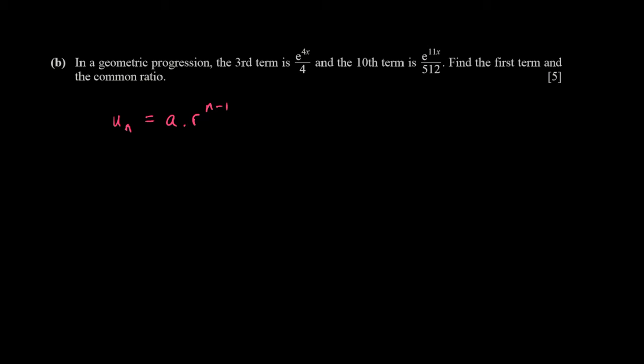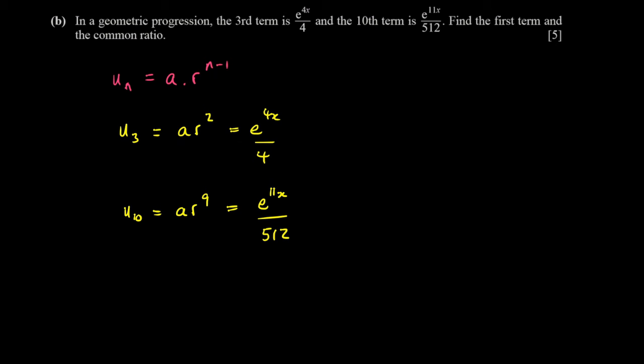So the third term, u3, is equal to ar squared. And we're told that that is equal to e to the power of 4x upon 4. And the 10th term, u10, which is equal to ar to the power of 9, is equal to e to the 11x over 512. And basically we've got these two equations. We've got simultaneous equations. How can we solve them?